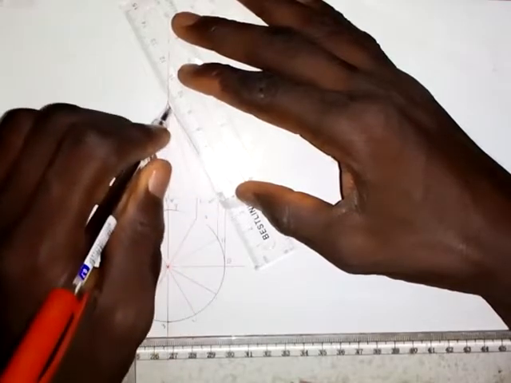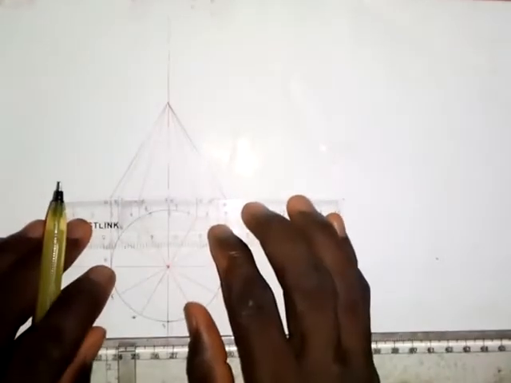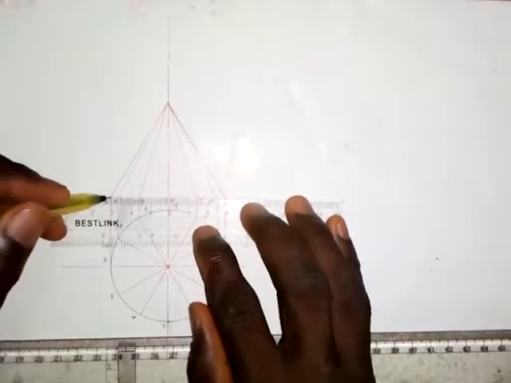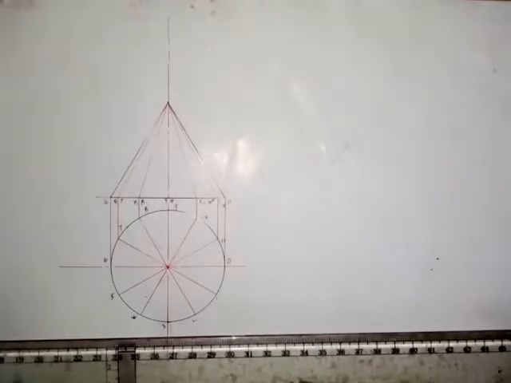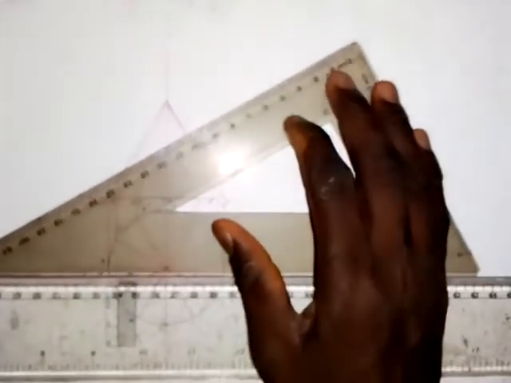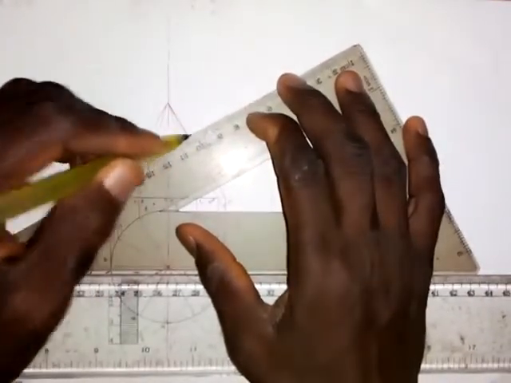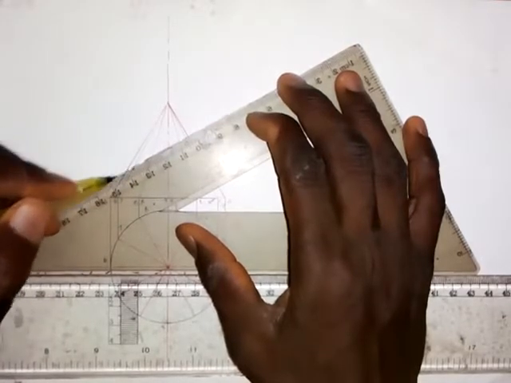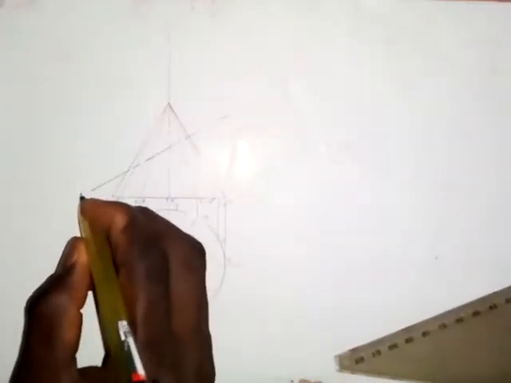Okay, now I want to put the cutting plane, but before that I need to make the base of the cone a thick line, and that's what I want to do now. So this is it. The next thing that I want to do is put the cutting plane with my 30 degrees set square, and this is it. So this is cutting plane BB.